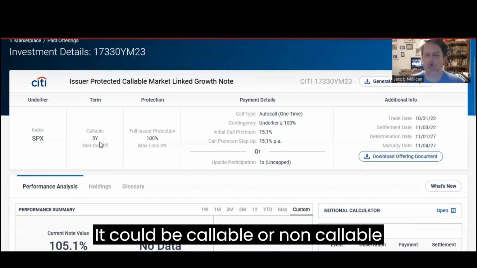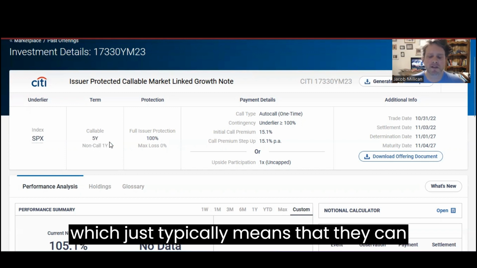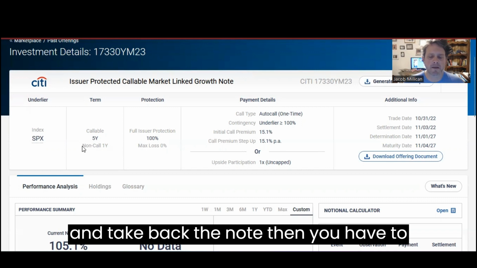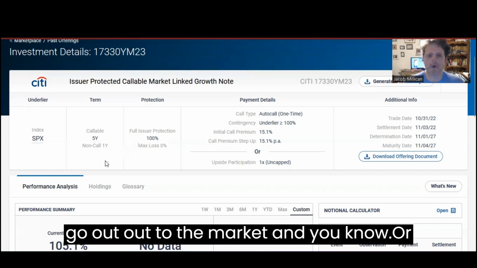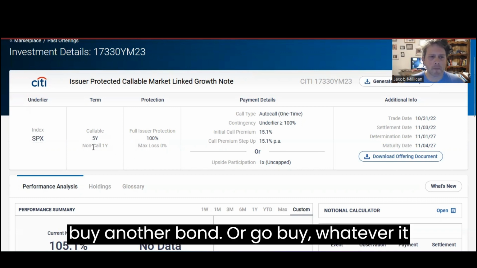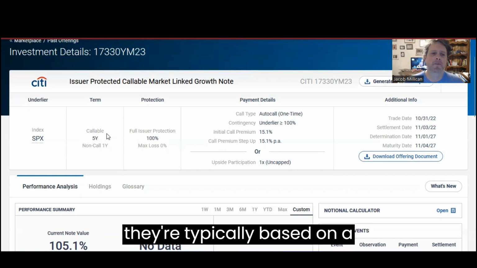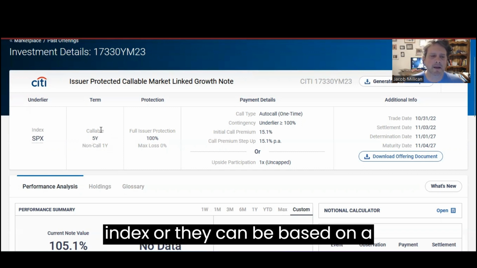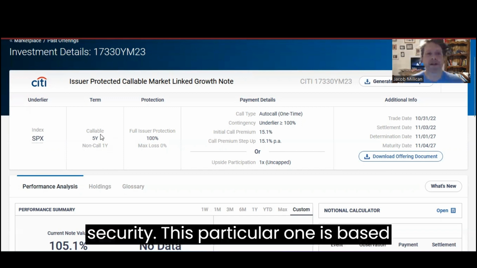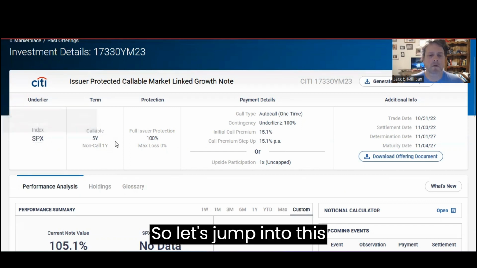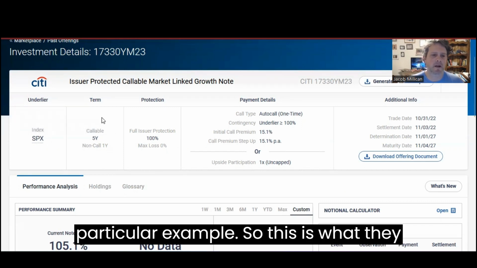It can be callable or non-callable, which just typically means that they can give you back your principal and take back the note, and you have to go out to the market and go buy another bond or whatever it may be. Within structured notes, they're typically based on an index, or they can be based on a security. This particular one is based on the S&P 500 index. So let's jump into this particular example.